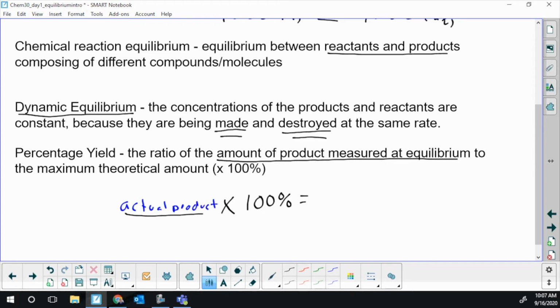Now, you can use any units you want. If it was a gas, you could measure how many liters of product or how many moles or what the concentration is or the mass. It doesn't matter as long as the units you use on the top, the numerator, are the same units in the denominator. On the bottom, we're going to put a theoretical amount of product. If the reaction happened 100%, like you learned in Chem 20 Stoic, how much would you have gotten? So the theoretical max.